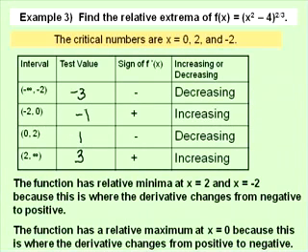The function has relative minima at x equals 2 and at x equals -2 because this is where the derivative changes from negative to positive. The function has a relative maximum at x equals 0 because this is where the derivative changes from positive to negative.